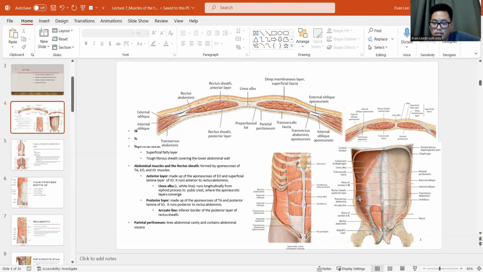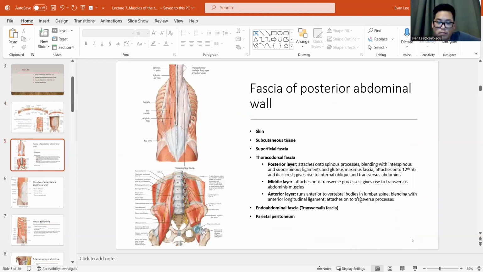So this is called the transversus abdominis. That's where you'll find the middle layer. But then the anterior layer will be right along the front of the vertebrae. And that is going to be where you have the anterior longitudinal ligament. So it's continuous with that, right along the anterior longitudinal ligament, deep within the abdomen. And then on the anterior side, you do have the parietal peritoneum, which is going to be deep inside here as well, surrounding the abdominal organs.